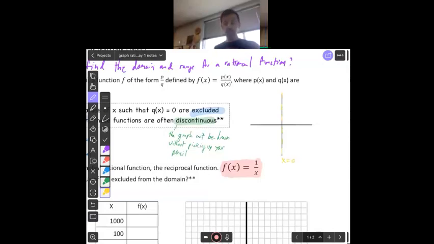Okay? So we're not allowed to plug 0 in. So at that point, there is no value for that graph. Right? There's no value for that graph. There's no value for that function.